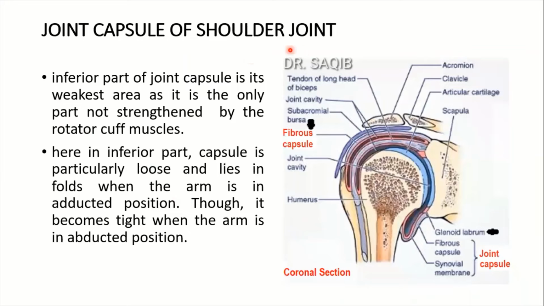And the joint capsule of the shoulder joint continues. The inferior part of the joint capsule is its weakest area, as it is the only part not strengthened by the rotator cuff muscles. I already showed you and discussed in the picture. Rotator cuff muscles are not strengthening it in the inferior part. Here in the inferior part, the capsule is particularly loose and lies in folds when the arm is in the adducted position, though it becomes tight when the arm is in the abducted position. That is why dislocations of the shoulder joint are mostly in the inferior part.